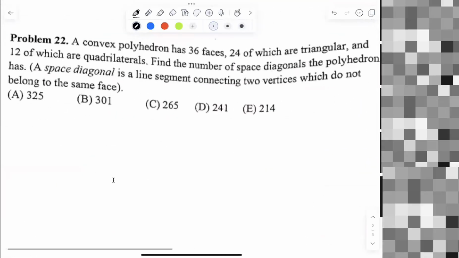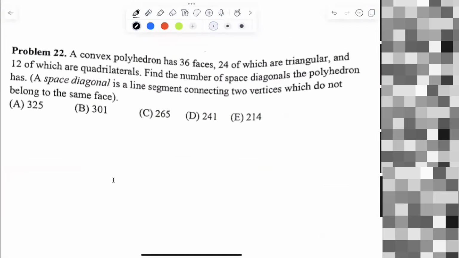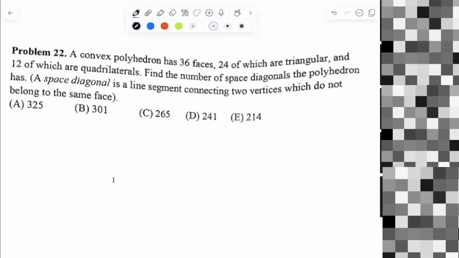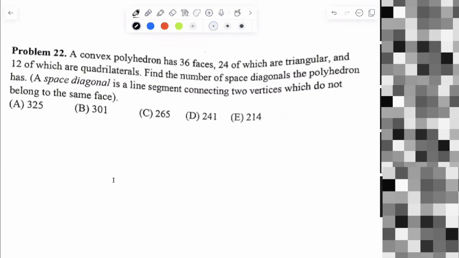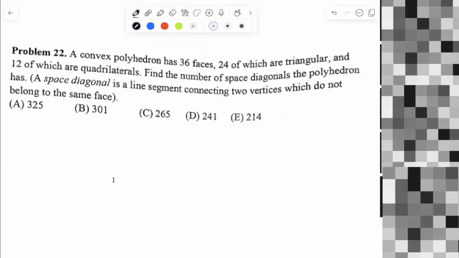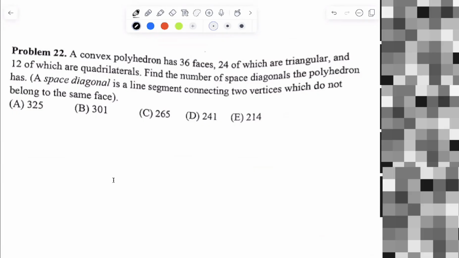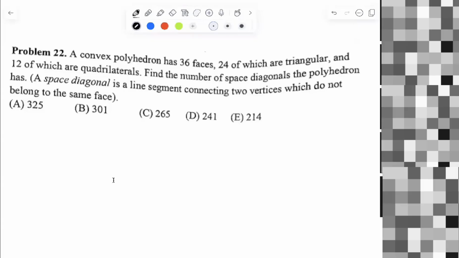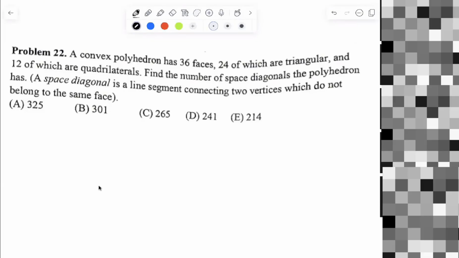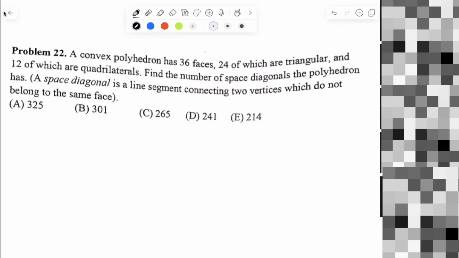Now let's move on to problem 22. A convex polyhedron has 36 faces, 24 of which are triangular, and 12 of which are quadrilaterals. Find the number of space diagonals the polyhedron has. A space diagonal is a segment connecting two vertices which do not belong to the same face. I'll let you guys have a try on this question and tell me in chat.